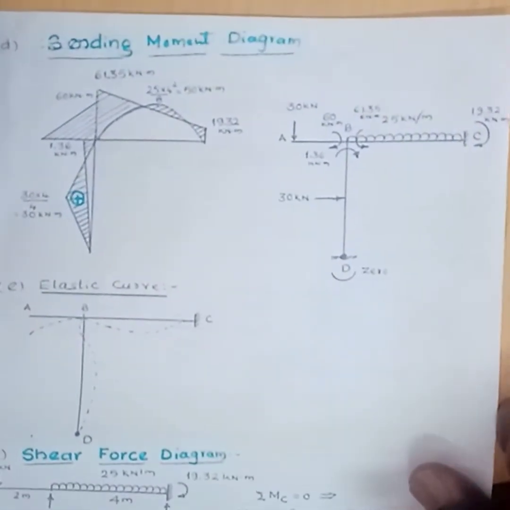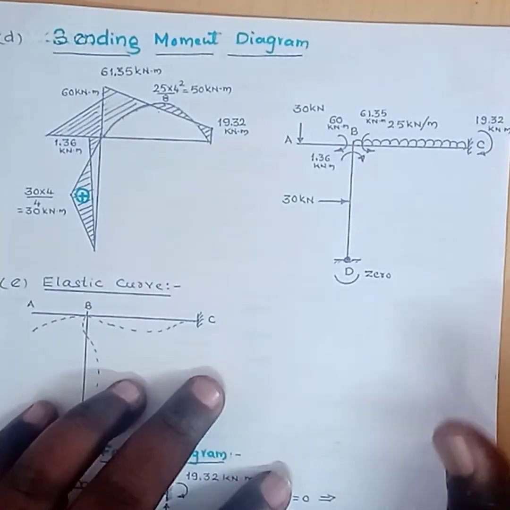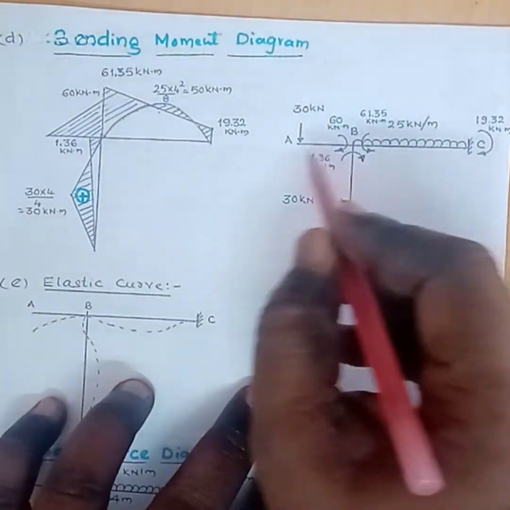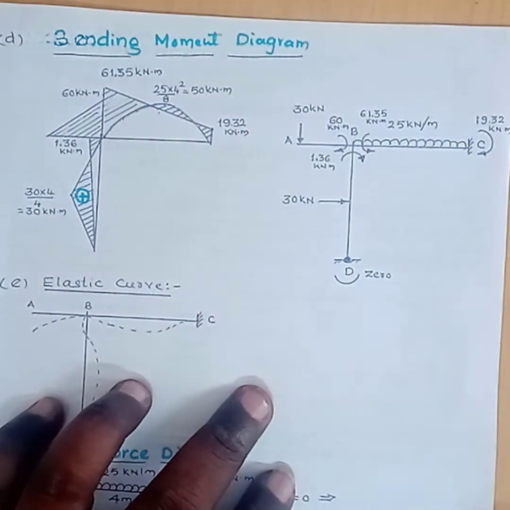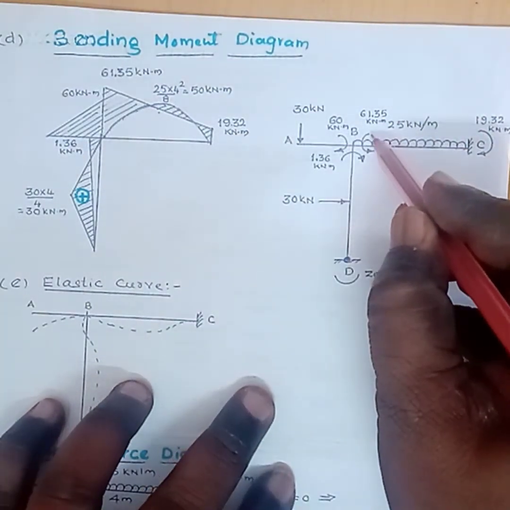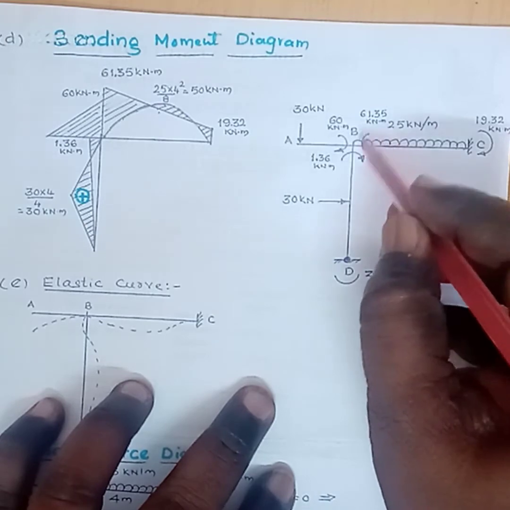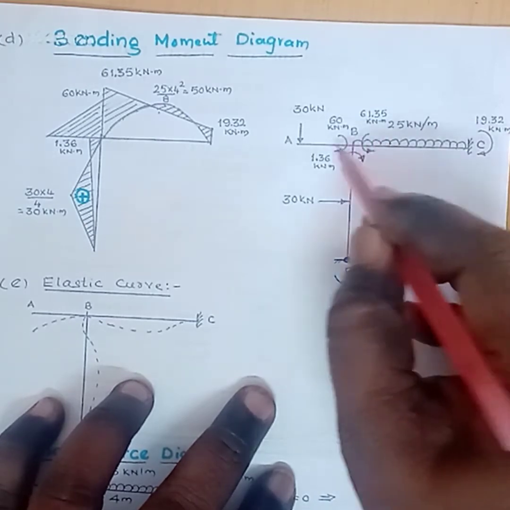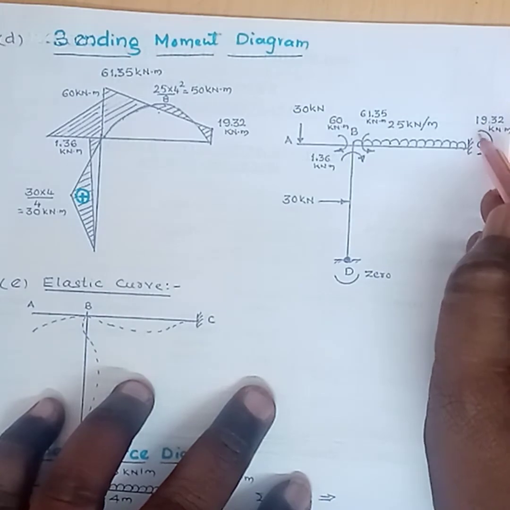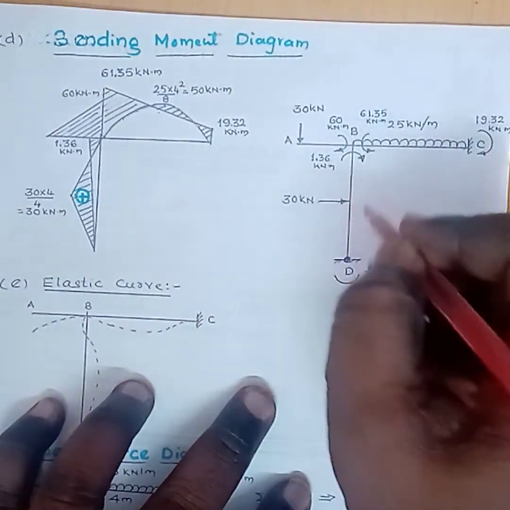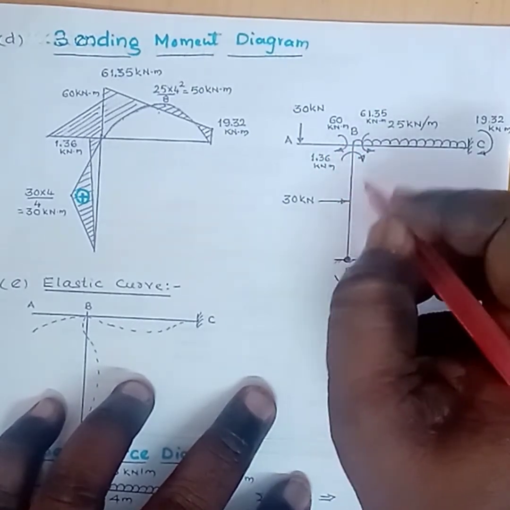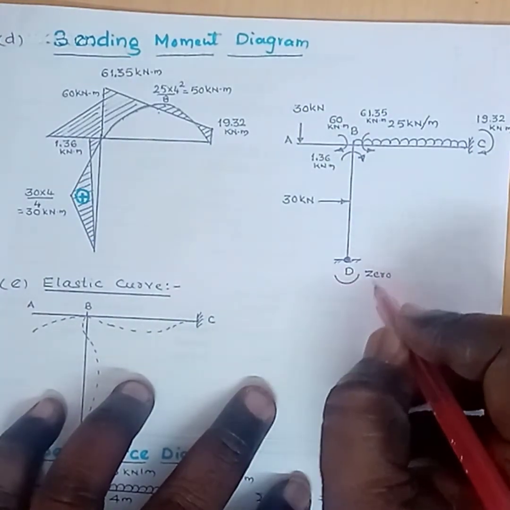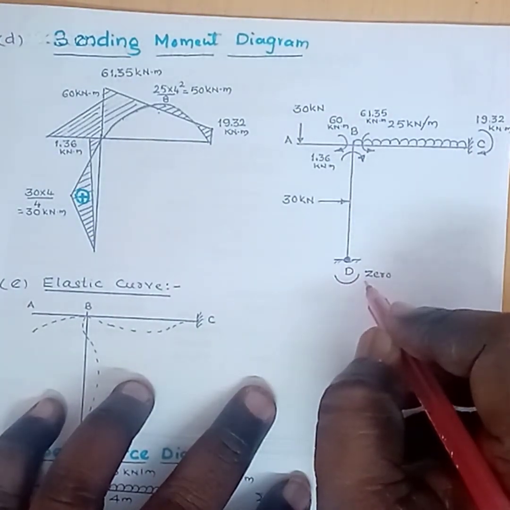here we have calculated the moments at various points. This one is 30 into 2, that is clockwise. This one is 30 into 2, that is clockwise. This one is 61.35, just now we have calculated, that is anti-clockwise. This one is clockwise. Here at C, that is 19.32, that is clockwise. Here MBD, that one is 1.36, that is also clockwise. Then at MDB, that is on hinge, the moment is 0.